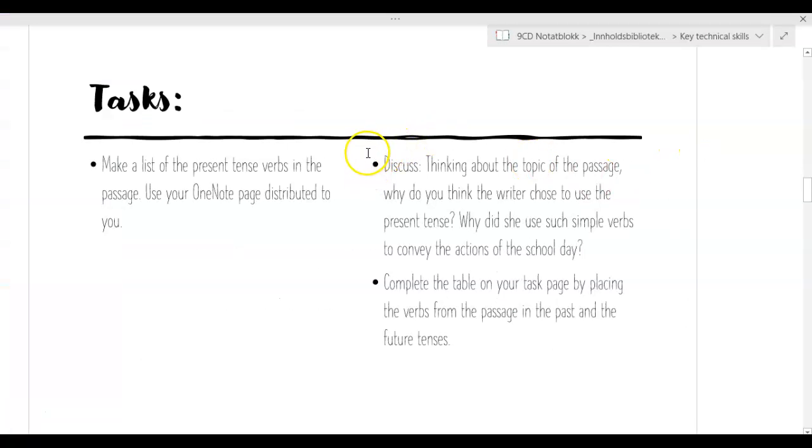And then you discuss. This is where you call the people from your group. Like if you're not already going through this together, because you can do that as well. Like you can go through this together, but if not, this is when you call someone. So discuss. Thinking about the topic of the passage. Why do you think the writer chose to use the present tense? Why did she use that? Well, instead of just the past tense, which is normal? Why did she use such simple verbs to convey the actions of the school day?